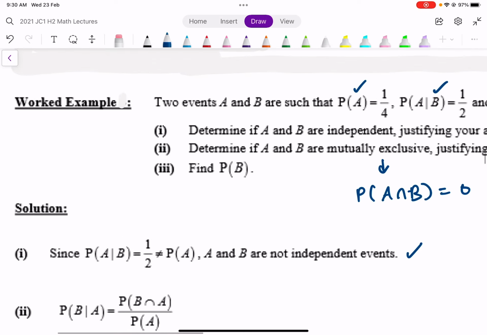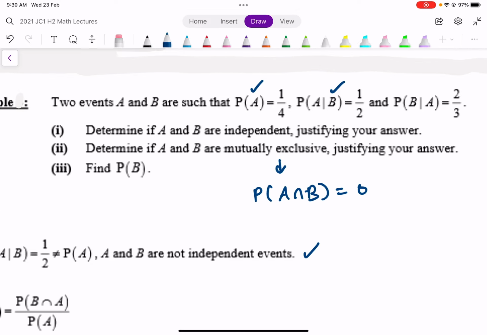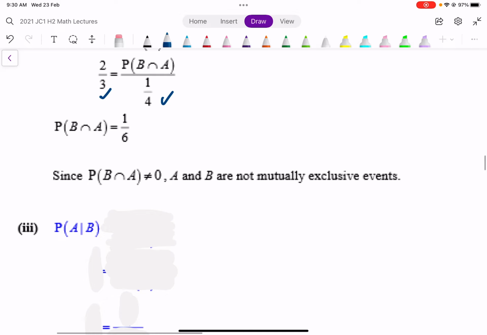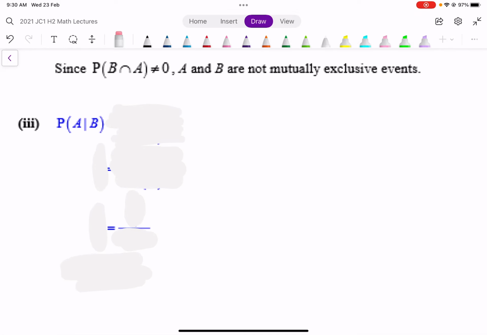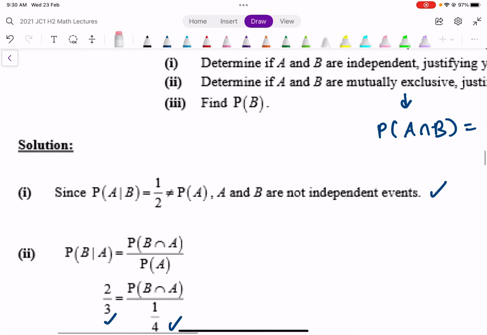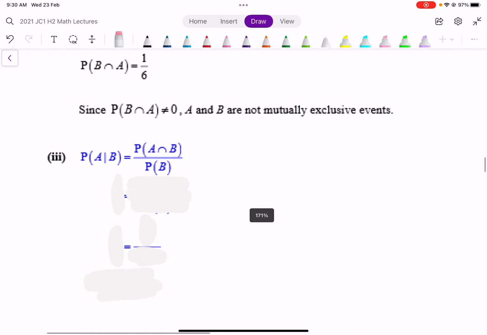Now lastly, we need to find the probability of B. So how are we going to do that? We are going to use our conditional probability again. We're going to use the formula for the probability of A given B, which has the probability of A intersect B in the numerator and the probability of B in the denominator. Then we plug in our values. As you can see, the probability of A given B is half, so we can plug that in.